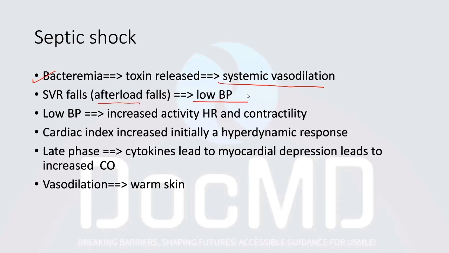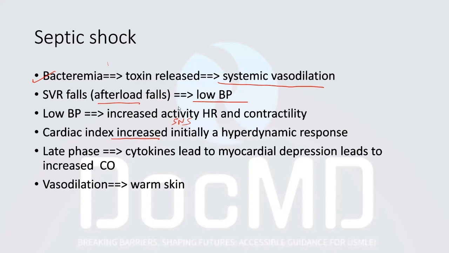So your afterload falls. You have a low blood pressure. When you have a low blood pressure, the body will respond by increasing sympathetic activity. But obviously, as your sympathetic nervous system is activated, your heart rate and contractility will increase. So what happens in this case is your cardiac index is increased in septic shock as well as anaphylactic shock. This is very important. These are the only two types of shock. I won't say all types of distributive shock, but septic shock is the most common cause. Anaphylaxis is also a very common cause. Your cardiac index is increased in this case.